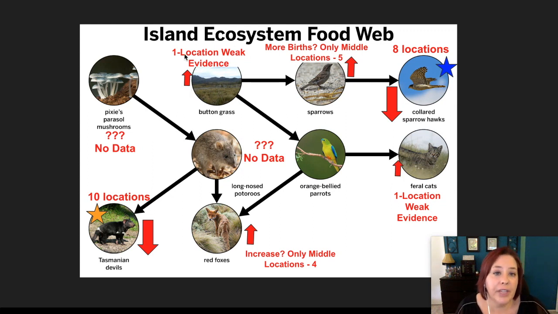So maybe in the middle of the island there was an increase in button grass, but maybe in other places there was a decrease. And if the button grass did decrease, there would be fewer energy storage molecules available for the orange-bellied parrots, which means they have less ability to reproduce. So once again, a decrease in the sparrowhawks means there could be an increase in the sparrow population. This could cause a decrease in the button grass, though we're not sure of that. And if the button grass decreased, there would be fewer energy storage molecules available for the orange-bellied parrots to reproduce.